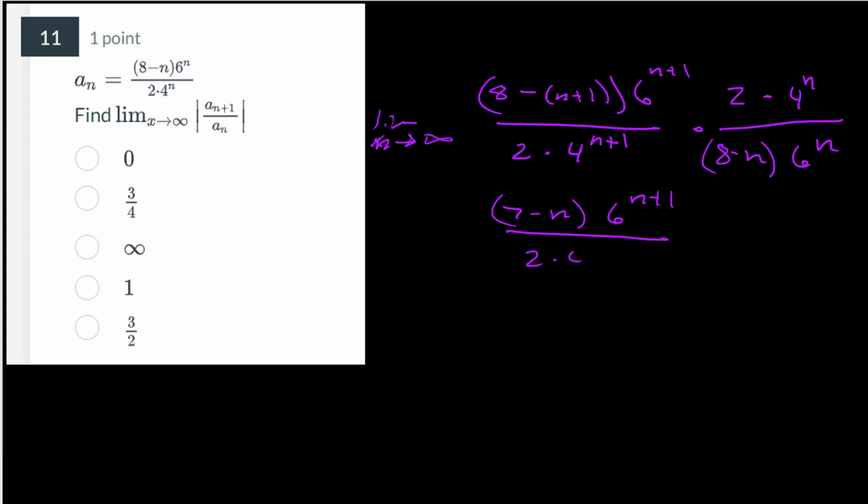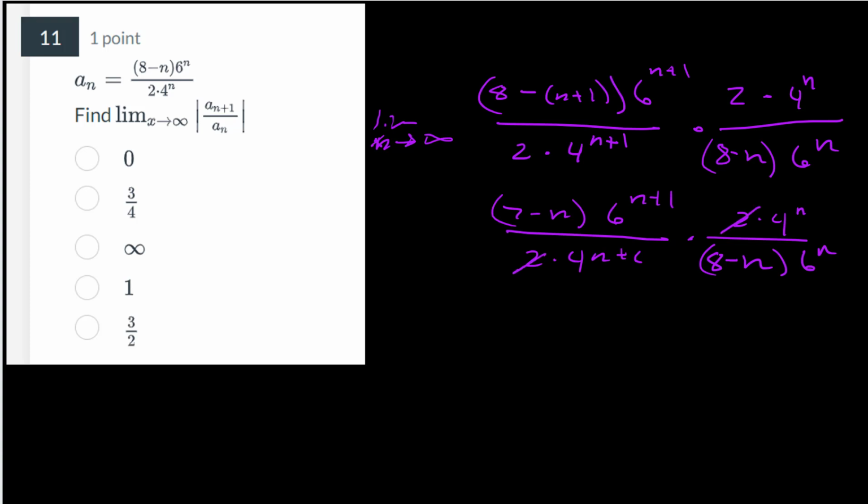This is 2 times 4 to the n plus 1. Over here we have 2 times 4 to the n, and then 8 minus n, over 6 to the n. Okay, and when you're doing the ratio test, you're usually looking for things that have exponents to cancel out and things that have factorials that you can cancel out, and then take the limit after that.